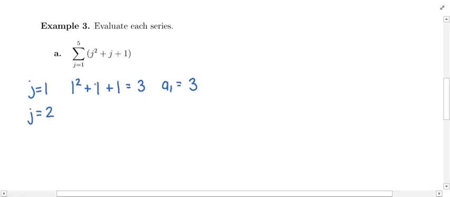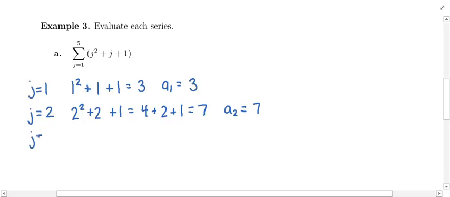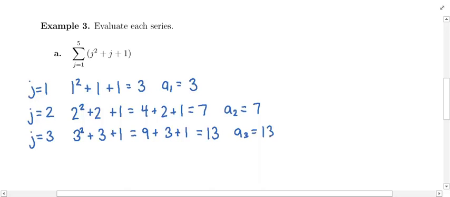Go to our expression here. Everywhere we see j, replace it with 2. We're going to get 2 squared plus 2 plus 1. So that's 4 plus 2 plus 1, which gives us 7. So the second term in the sequence is 7. Bumping up j again to 3, go to the expression, replace j with 3. We get 3 squared plus 3 plus 1. That's 9 plus 3 plus 1, that's 13. So the third term in the sequence is 13.